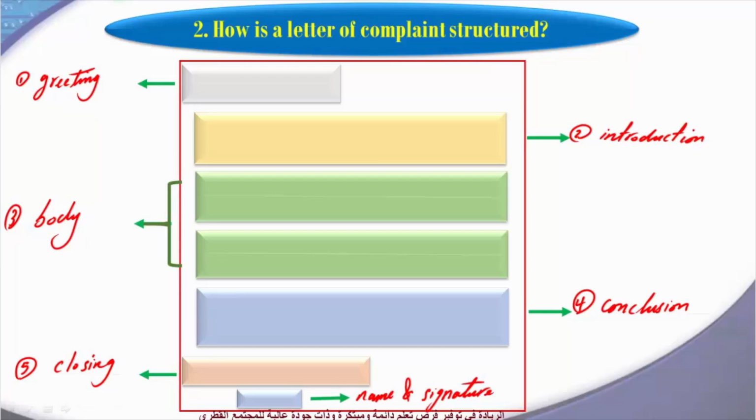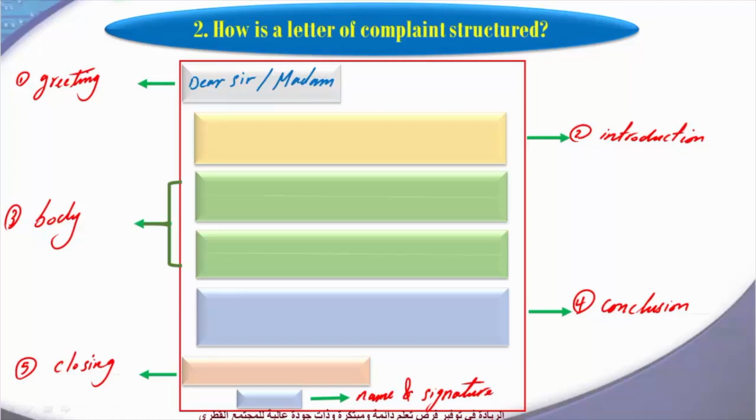In the greeting, you greet the one you address or the one that you want to complain to, by either saying dear sir or madam if you don't know his name, or by mentioning his name preceded by the title, for example, Mr. So-and-so or Mrs. So-and-so. And as usual, if we don't know the name, we just write dear sir or madam.